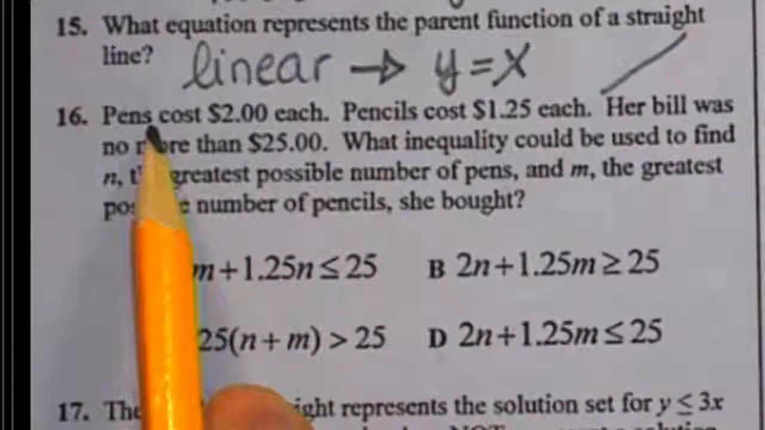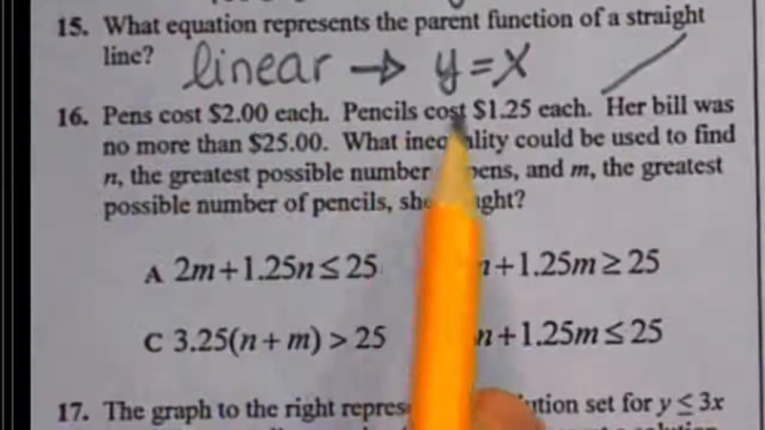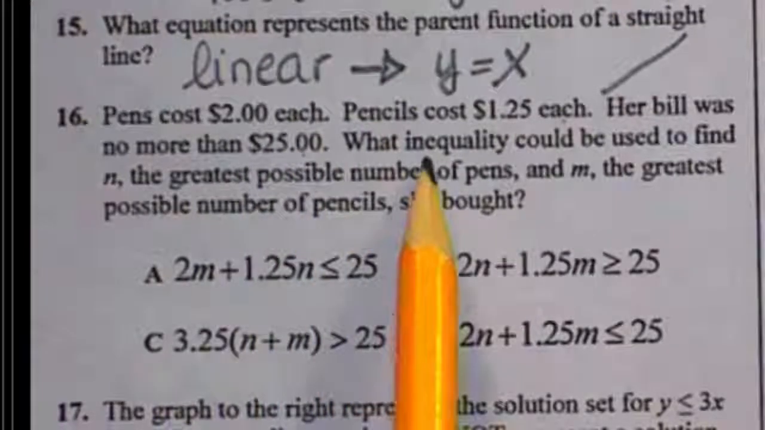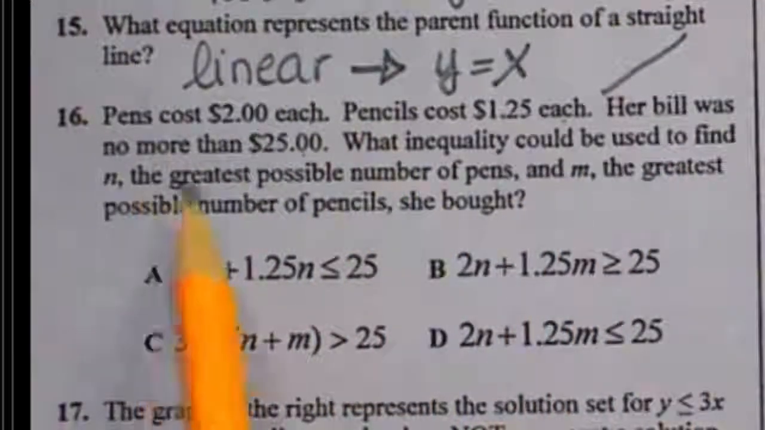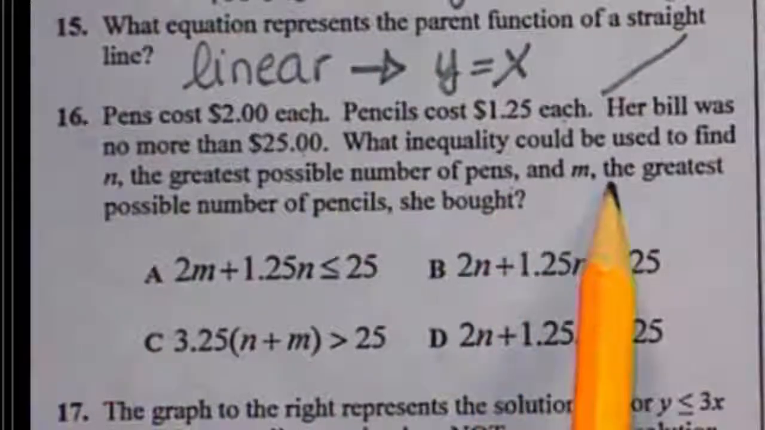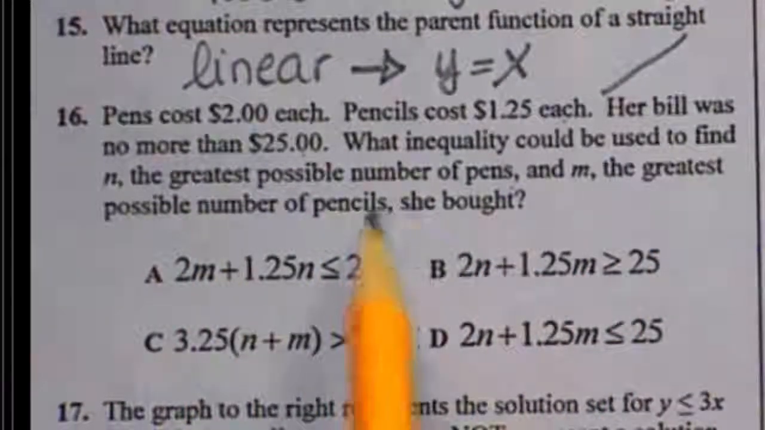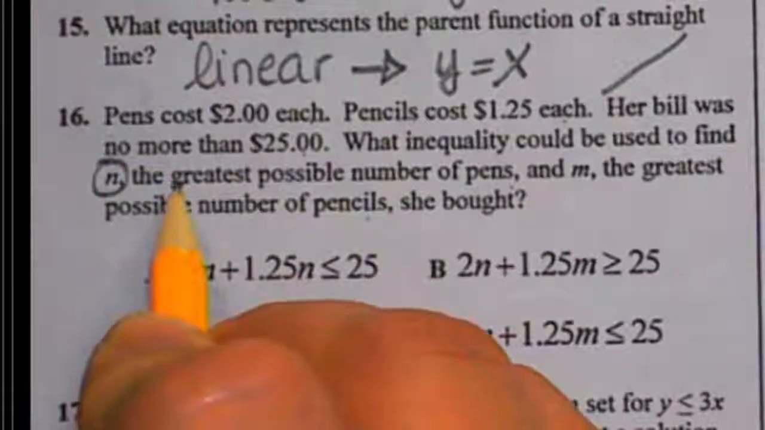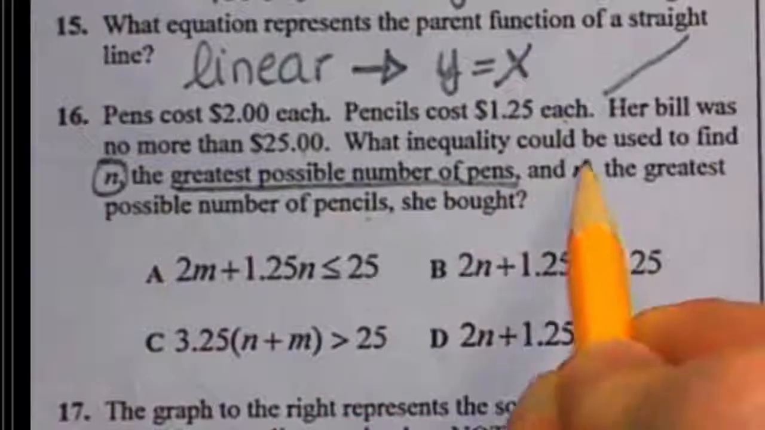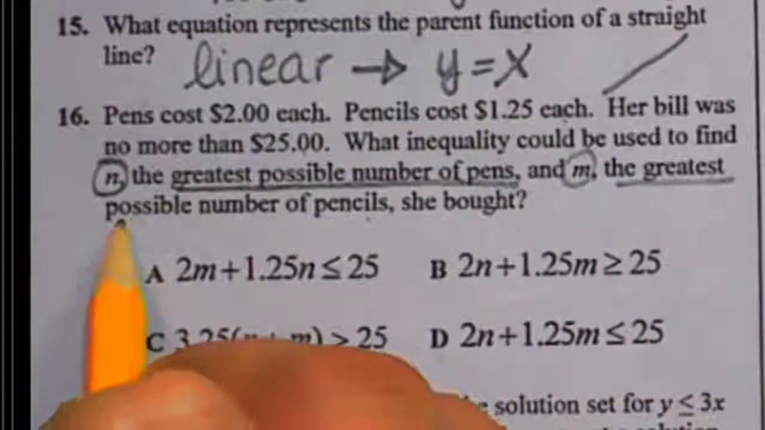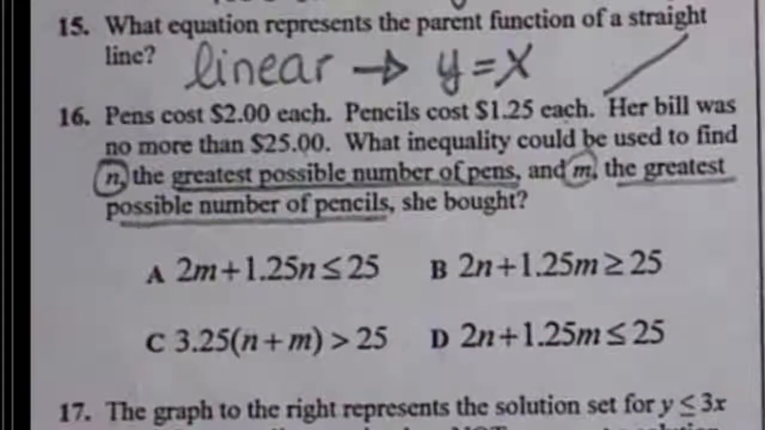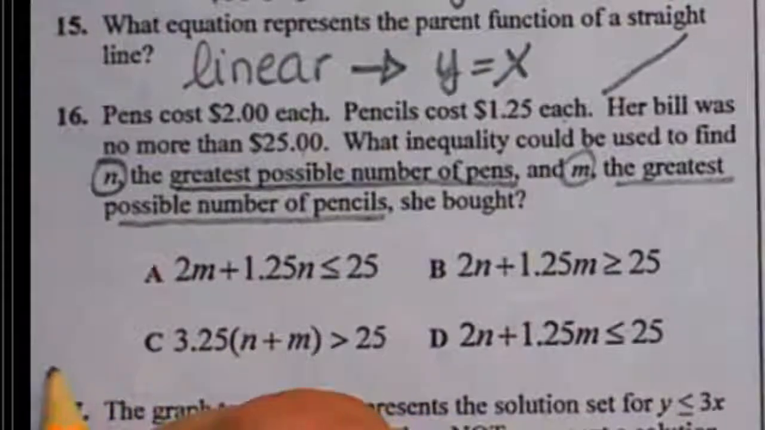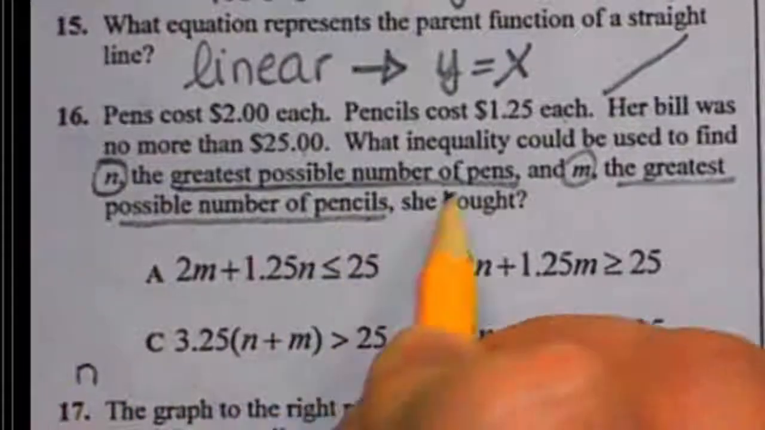Next problem says, pens cost $2 each, pencils cost $1.25 each. Her bill was no more than $25. What inequality could be used to find n, the greatest possible number of pens, and m, the greatest possible number of pencils she bought? Okay, first thing I notice is the problem tells me that n is the greatest possible number of pens, and m is the greatest possible number of pencils. So right there, n represents, let me write it right here, n represents pens.